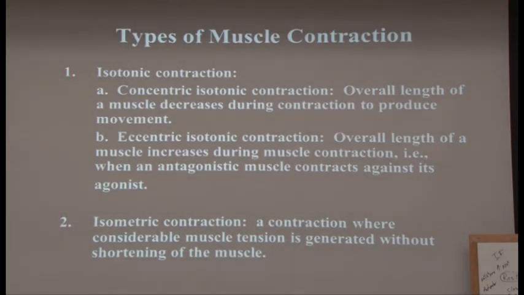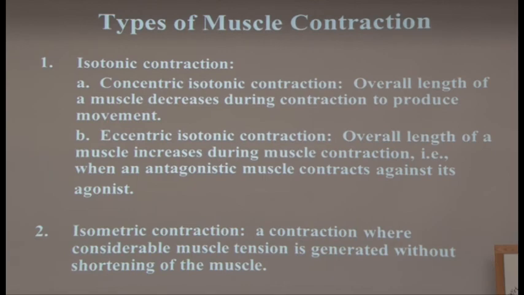So when we look at contractions, we can divide contractions into two types: an isotonic contraction and an isometric contraction. So in isometric contractions, you have an increase in muscle tone, but the muscle doesn't physically shorten, largely because antagonistic muscles are pulling on one another.